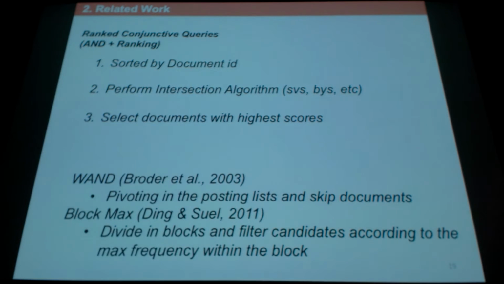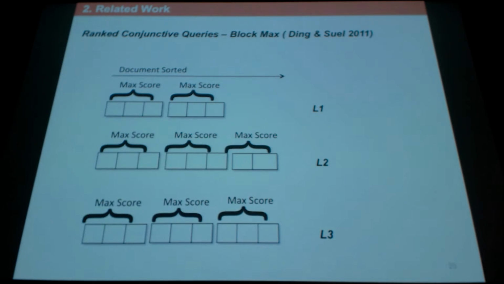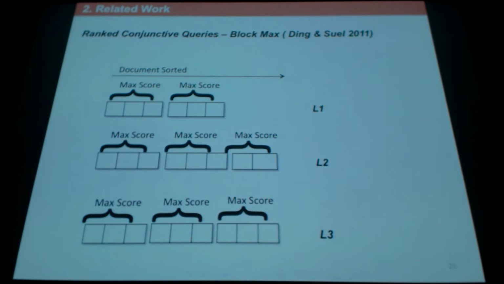So basically the idea is to divide the whole posting list in blocks, and you get the maximum score that lies within each block. So this is more or less the idea. You have a document sorted posting list. These are three posting lists, and for each, let's say every three elements, you will get the best score, and you will actually store it.